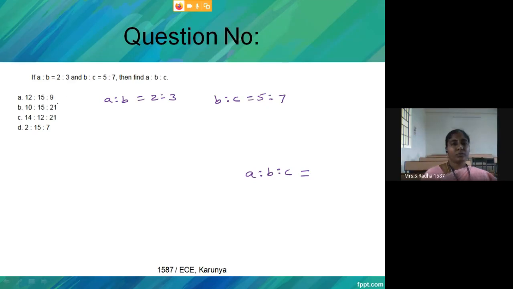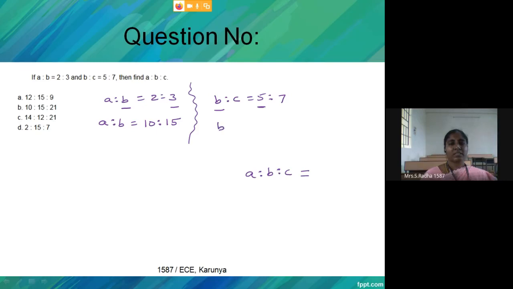Okay, so now this is B. Here it is 3. In the first ratio, the B value is 3. In the second ratio, the B value is 5. So convert these two numbers to a single value. In the first ratio, I will multiply all the numbers with 5. If I multiply all the numbers with 5, 2 is to 3 can be written as 10 is to 15.